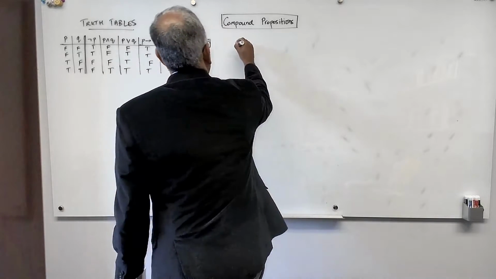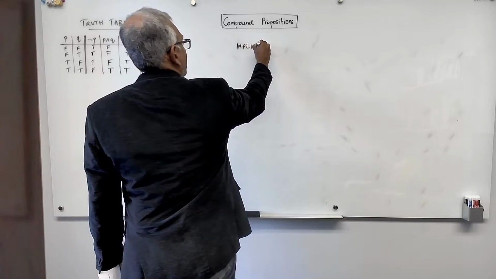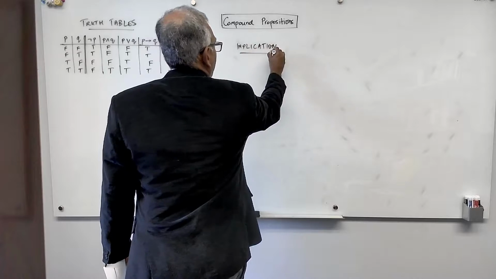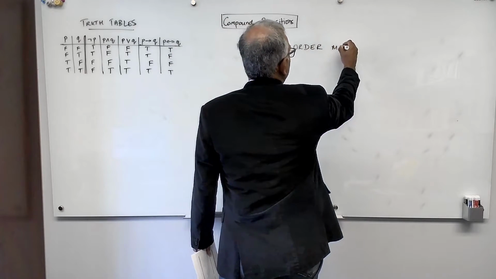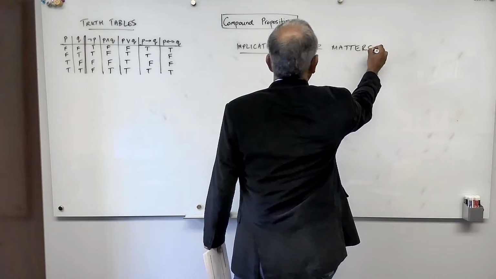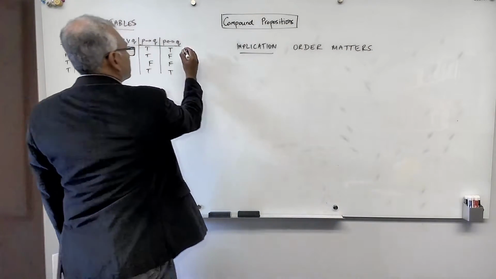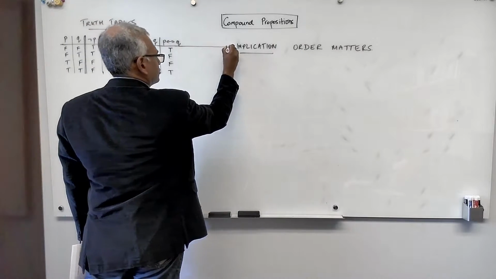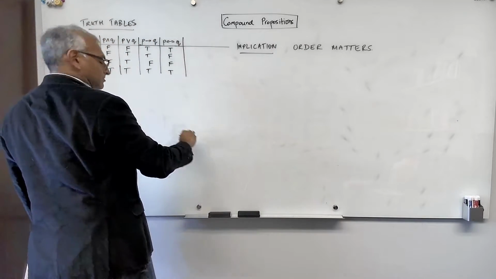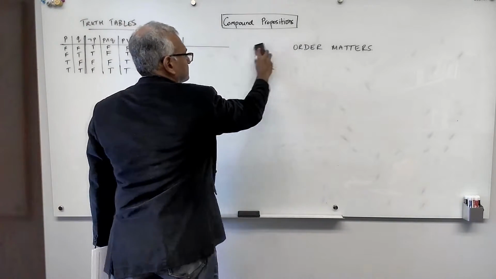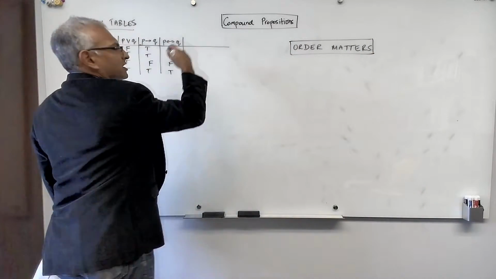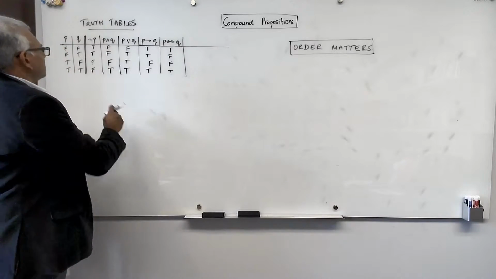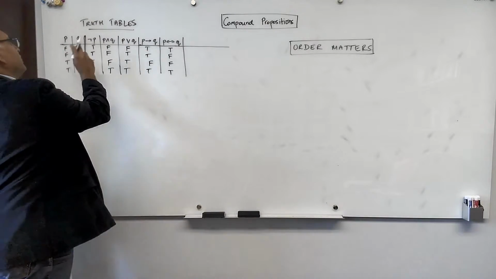When it comes to implication, order matters. Okay. So now what I'm going to do is I'm going to extend this truth table with a bunch of other formulae, with a bunch of other compound propositions that involve P and Q.